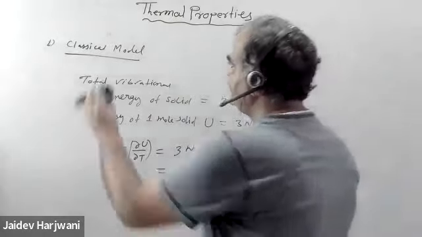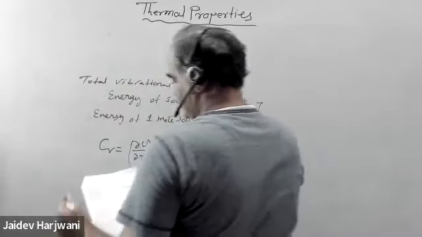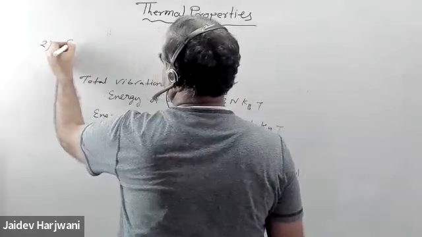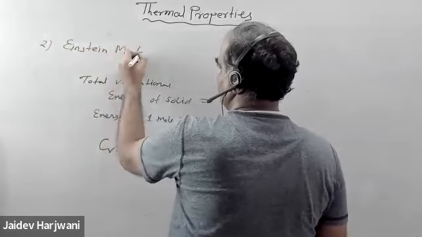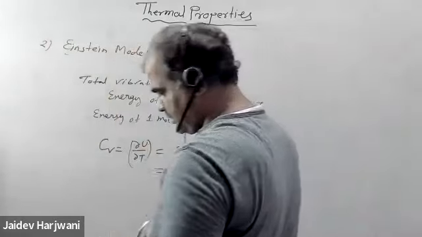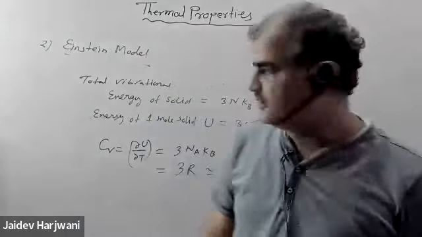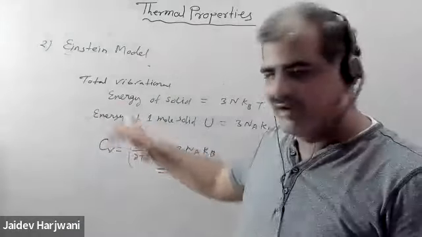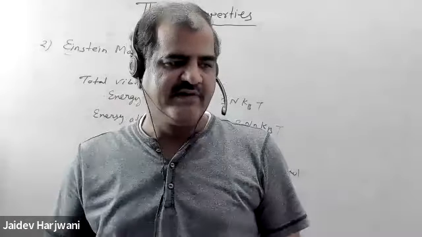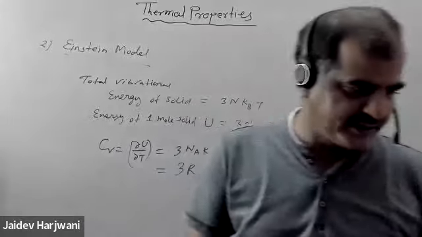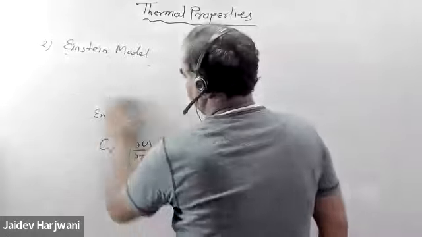Let me discuss the second model. The second model is your Einstein model. Now we will follow the same track. We'll calculate the energy of the solid and we'll differentiate, and use the degrees of freedom. Okay, so let me discuss the Einstein model.